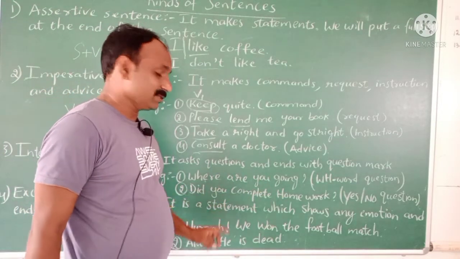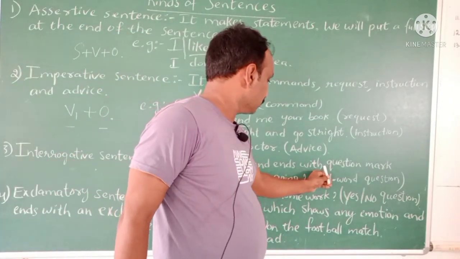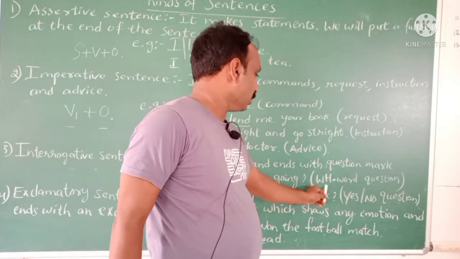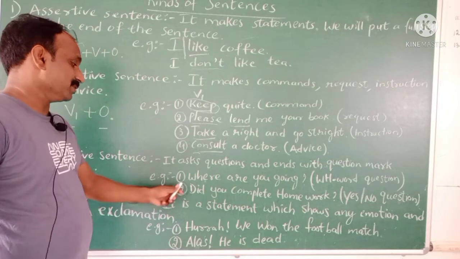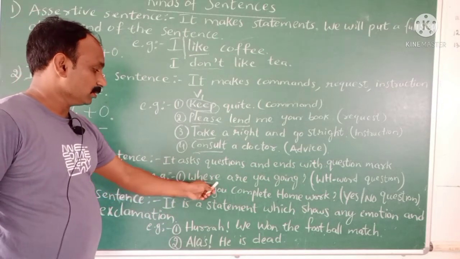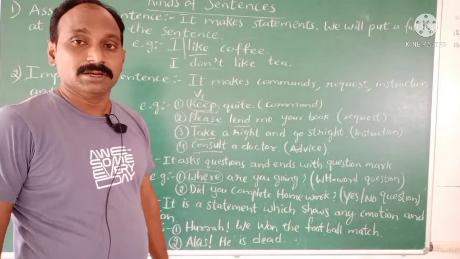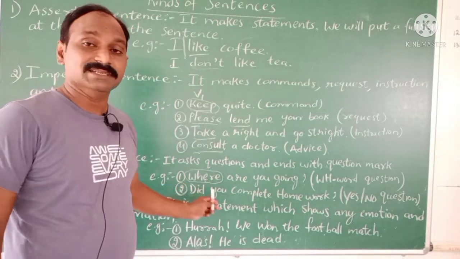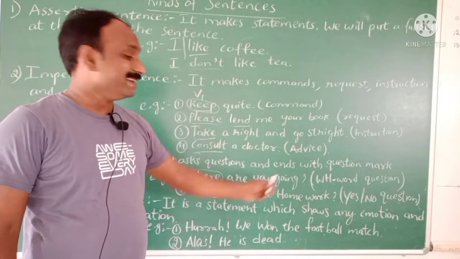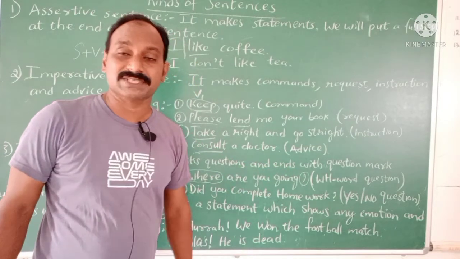In this sentence we see a WH word, a question word. If you find WH words like where, when, what, who, whose, whom, and the sentence begins with these words and ends with a question mark, they are called interrogative sentences.